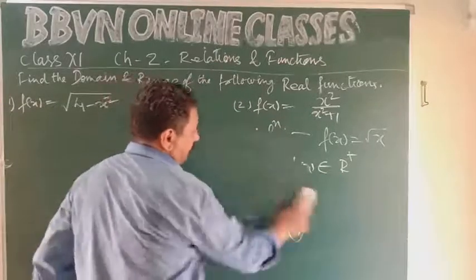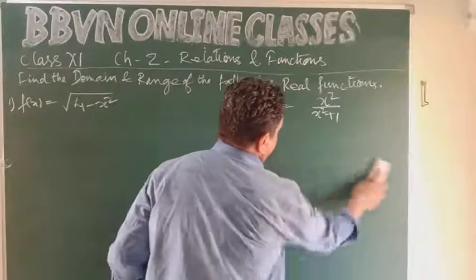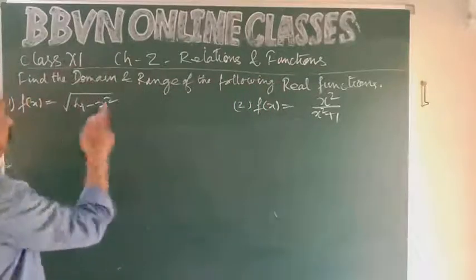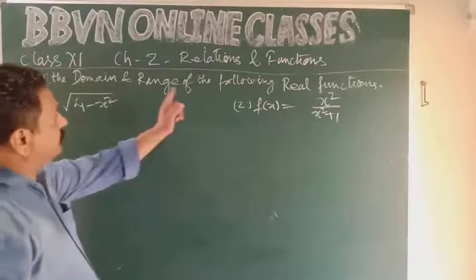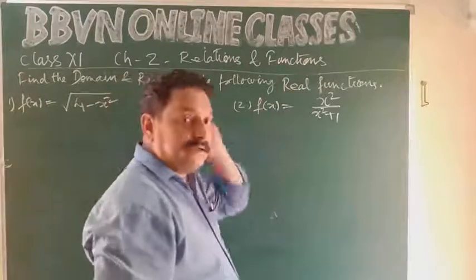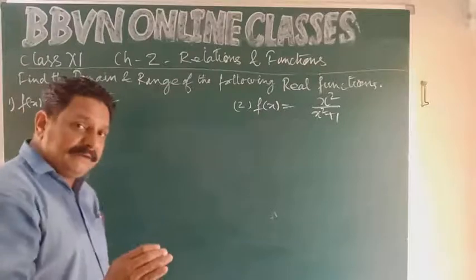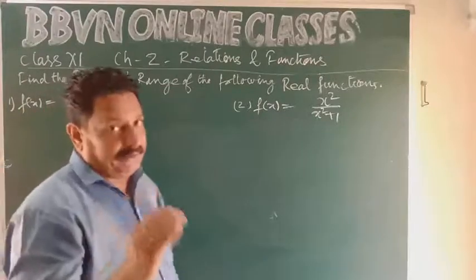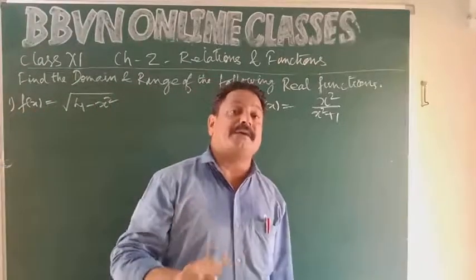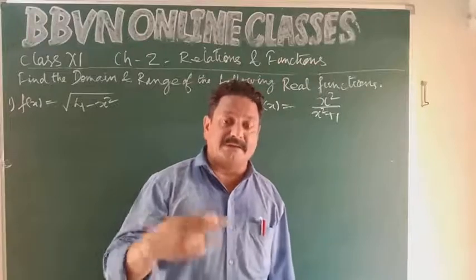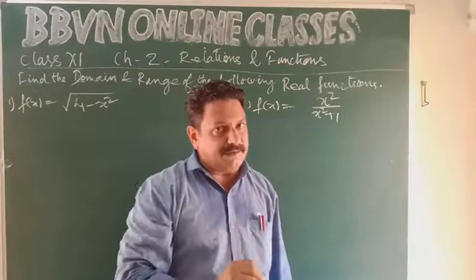So here we have a square root function, f of x equal to under root 4 minus x square. The question says the following functions are real functions. Real functions means the domain will also be real. Domain means the values of x for which f of x exists. F of x is real. Only then will it be a real function.